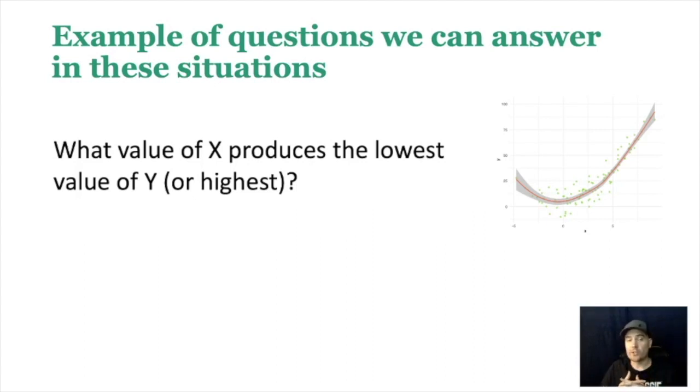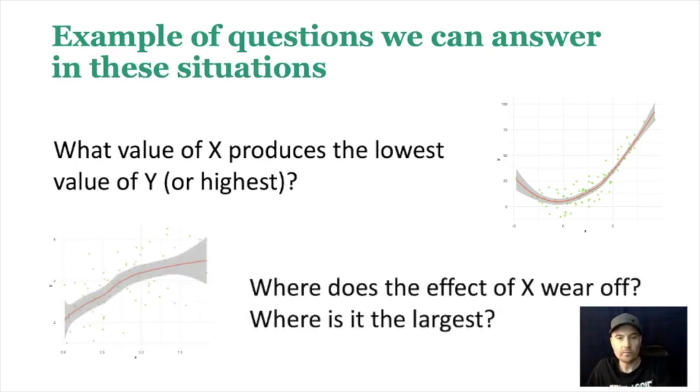Having nonlinear relationships gives us some opportunities to ask some new questions, questions that we couldn't ask without a nonlinear relationship happening. For example, we can ask what value of x produces the lowest value of y, or highest. So we can say where is it at its min? So what value of x produces the lowest value of y, or the highest if it looked different than this one. It also can answer questions like, where does the effect of x wear off? Where is it the largest?